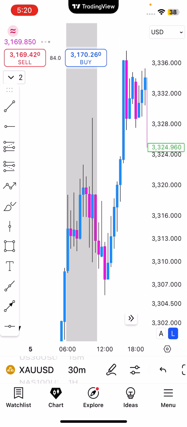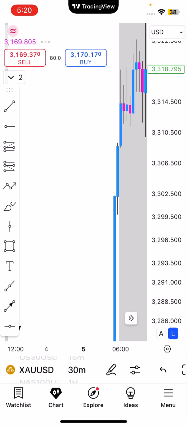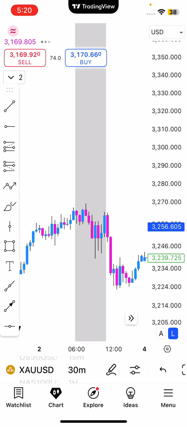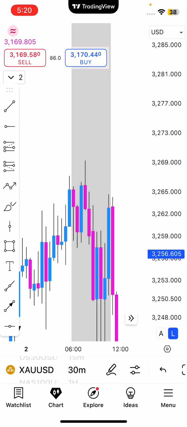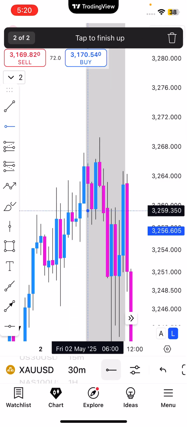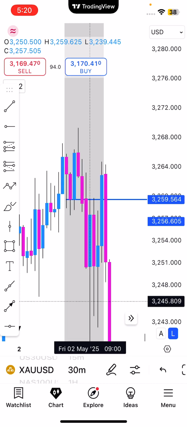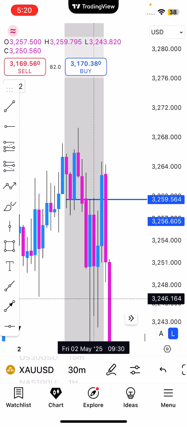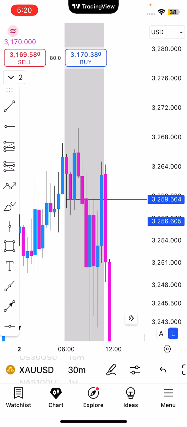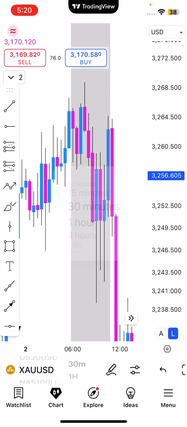So let's see. This is M30, right? So nothing here. That was Chop City. Here, yes, we have a breakout to the downside. I believe this was the 9 o'clock that respected it, and then 9:30 came in. So yeah, that's basically all I'm looking for. I'm looking for clear, obvious structure and trending environments, not Chop City, right?